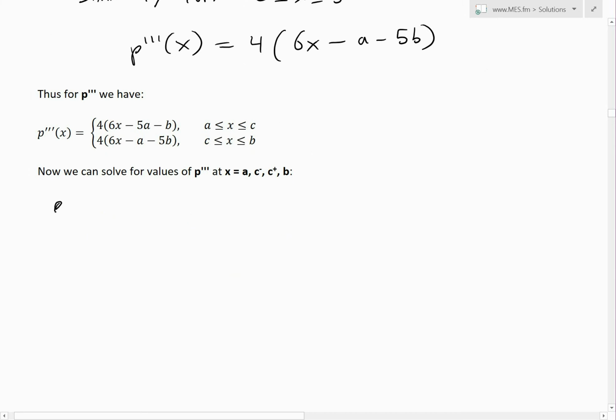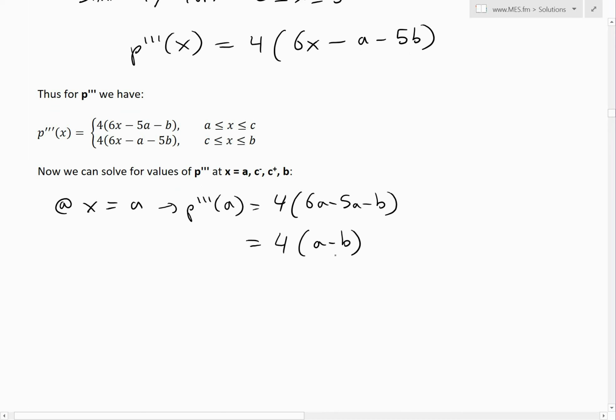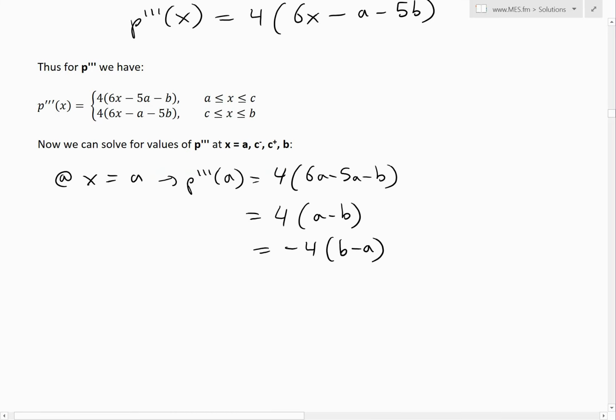So first of all, let's go to the left side, x equals a. At x equals a, if we plug that in, we get the third derivative at a equals 4, plugging into the top equation, 6a minus 5a minus b, that is just going to be 4 times a minus b. And I'm just going to write it in terms of b minus a, because that's what we're used to. So this equals negative 4 times b minus a, and this will come in handy later on.